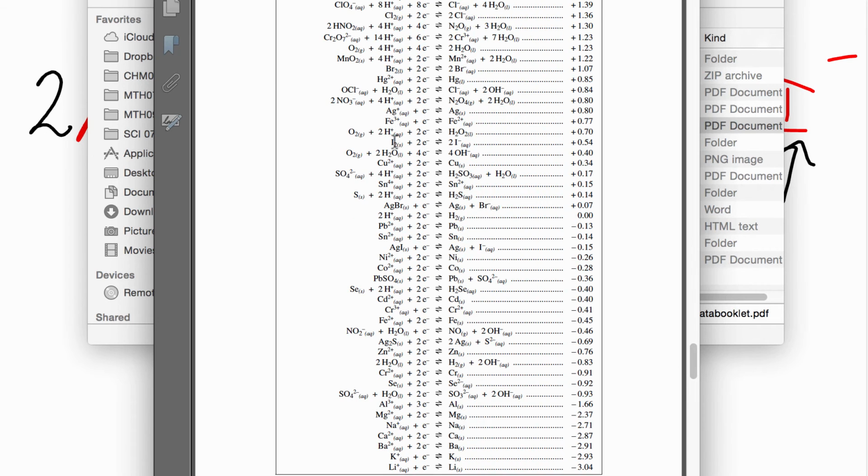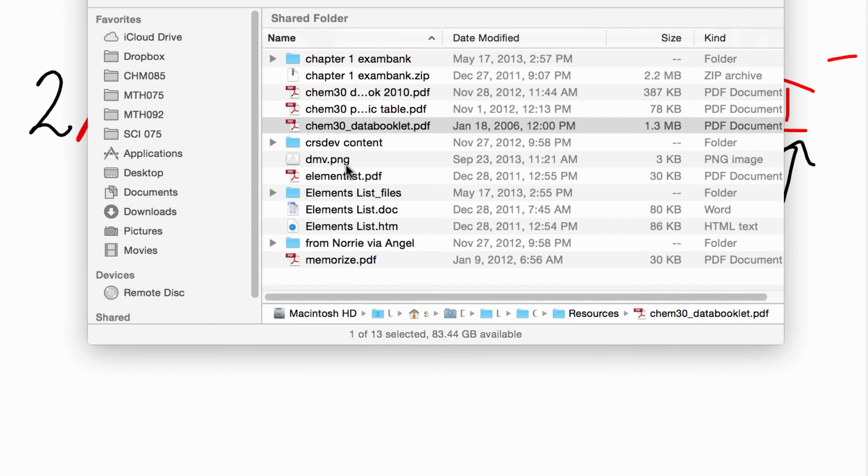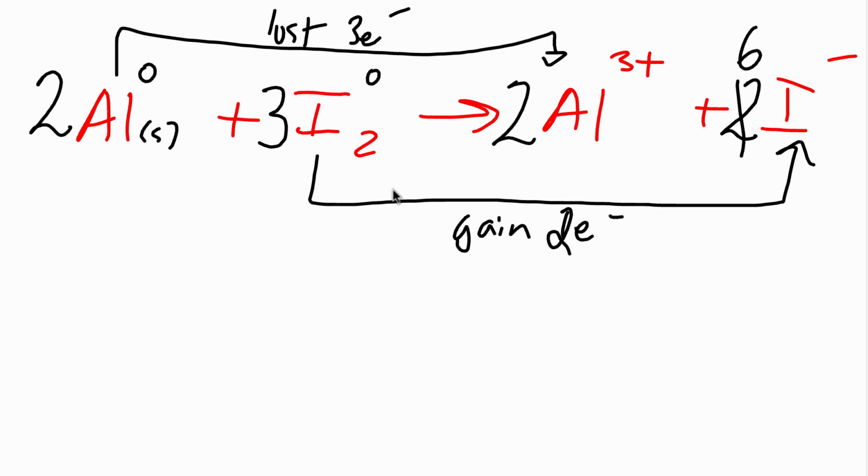Here's iodine: I2 plus 2 electrons gives you 2 I minus. So I think that's how you would do that question. You look at the oxidation number and see how it changes. And so you write down how many electrons each of those would need. And then you have to balance the gain and the loss of electrons.